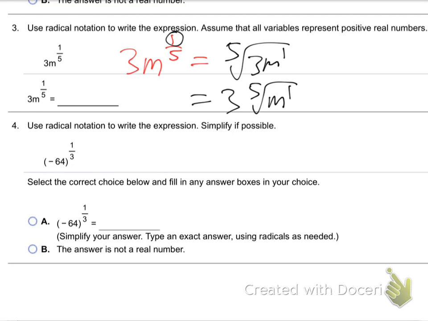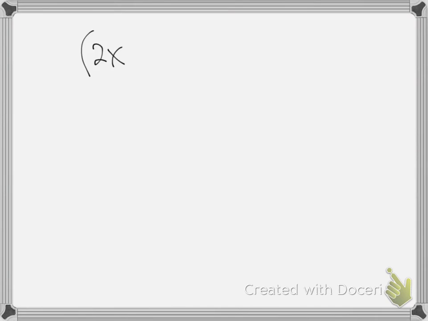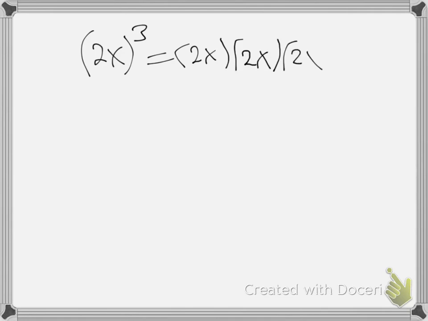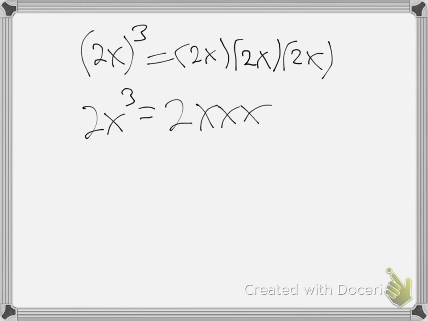So that 1/5 power, is it on the m and the 3? Or just the m? How do you know? Because there's no parentheses. You're right. You guys with me? Let me make sure this is clear. If I gave you something like 2x to the 3rd with parentheses, that means the whole 2x. That means 2x, 2x, 2x, right? When the power's on the whole thing. Whereas if I write 2x cubed like that, that just means 2 with 3 x's.